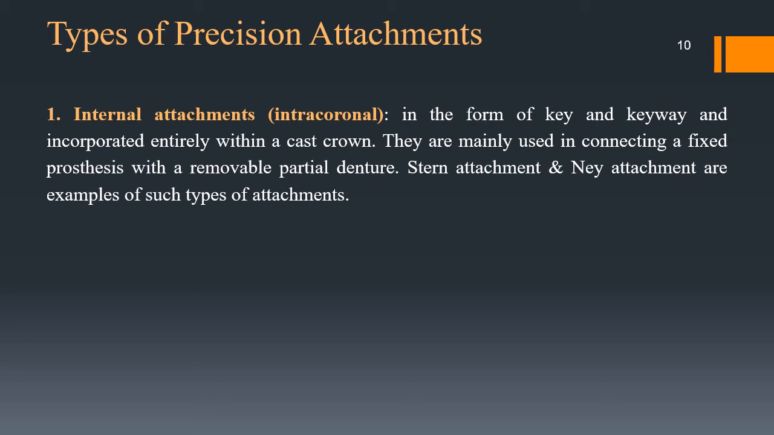The first is the internal attachment or intracoronal precision attachment, and this comes in the form of key and keyway and is located inside the crown, as we said previously. They are used to connect between fixed prostheses and removable partial dentures. And two examples are the stern attachment and the knee attachment.